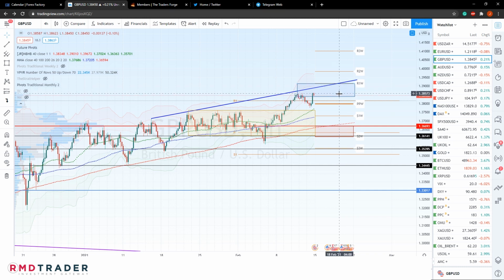Initial support would be our weekly pivot, and that is at about 1.379. We also have our 4-hour 50 SMA that will be acting as some dynamic support.